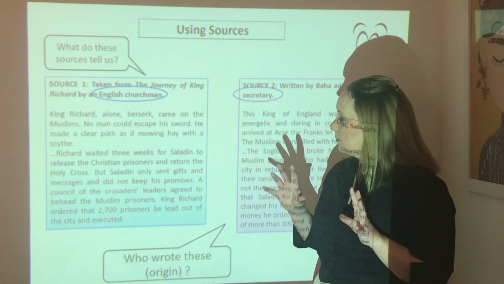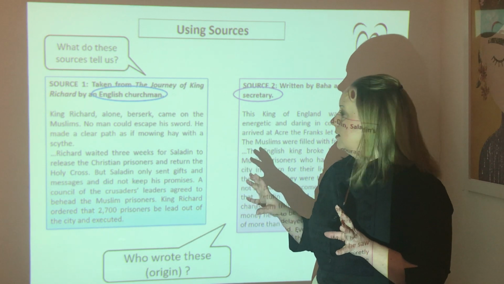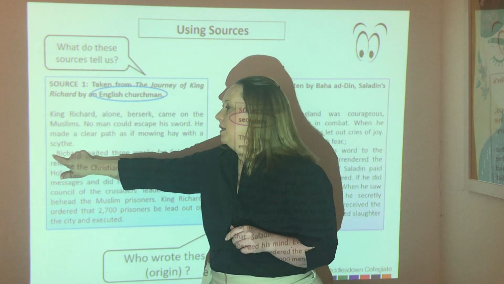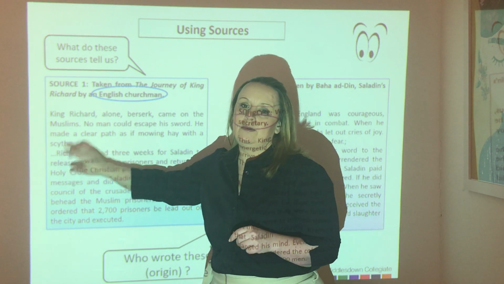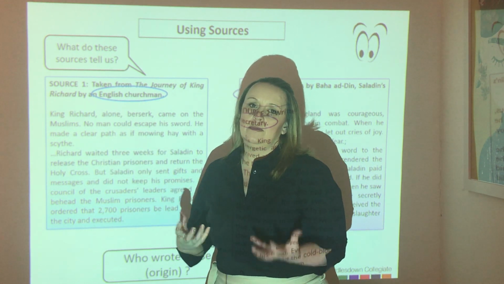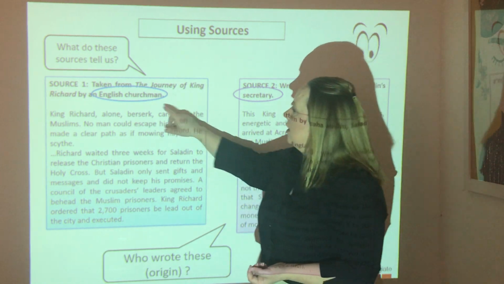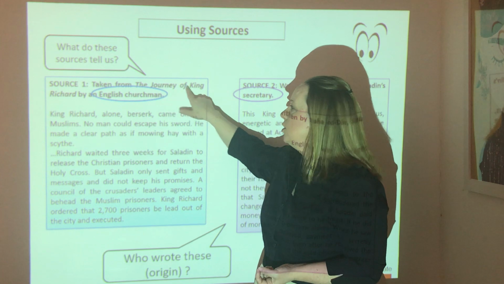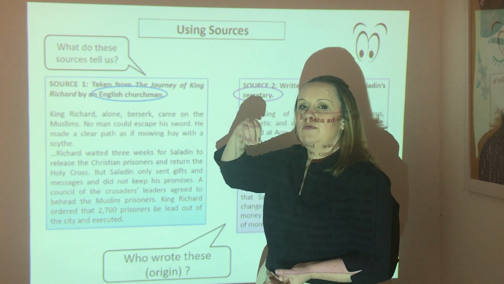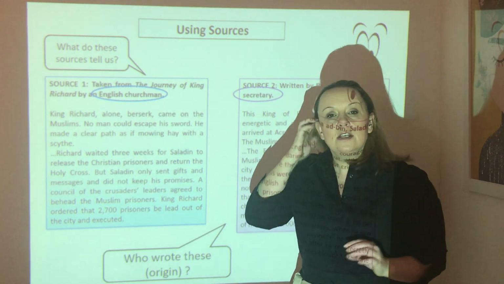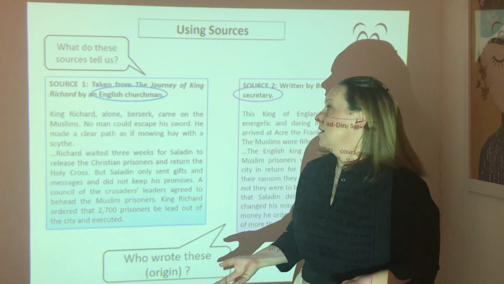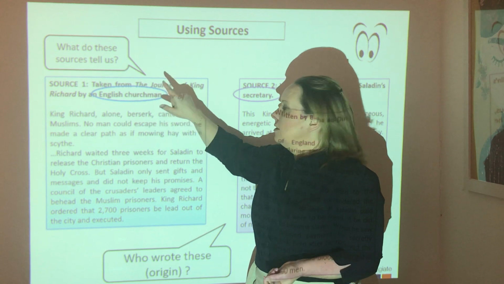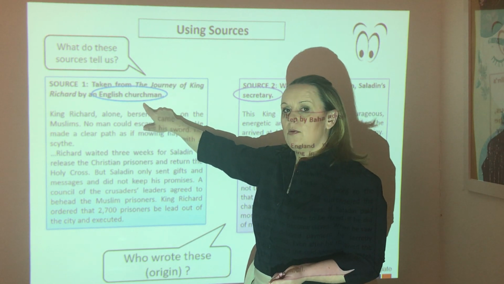So, let's just have a look at that source for a moment. First of all, you need to know that dots here means there's lots in between that have been missed out, but these are the key bits that we pulled out from this. So, this was taken from the Journey of King Richard. So it's somebody writing about King Richard. So we know then that that's an interpretation of an English churchman. So that is really important. Think why?